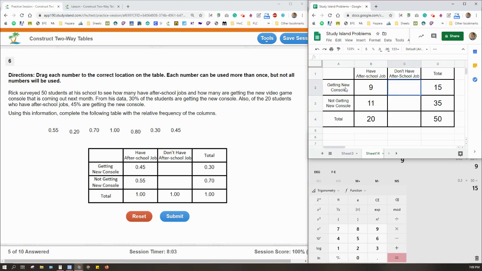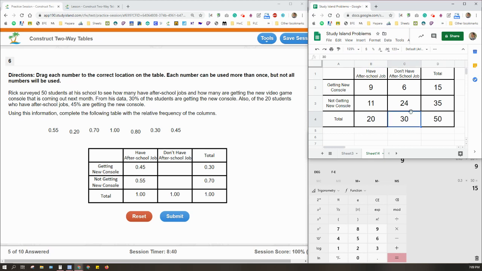Then over here, we have to have a total for this row of 15 kids, because we know that 15 kids are getting the new console, which means this number has to be 6. And finally, this right here has to be whatever adds to 11 to make 35, and that's 24. That clearly means that there are 30 kids that do not have an after school job, which stands to reason because we already knew that 20 do have an after school job and the total number of kids surveyed was 50. So if 20 have an after school job and there's 50 kids total, that means 30 do not have an after school job.